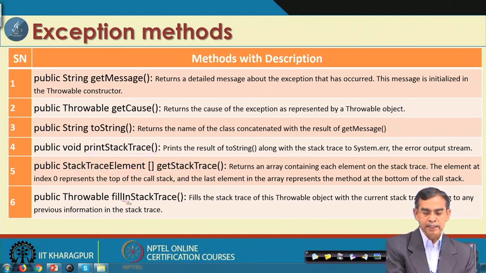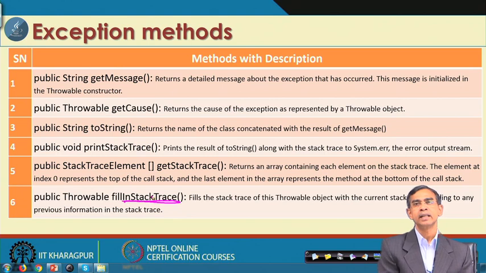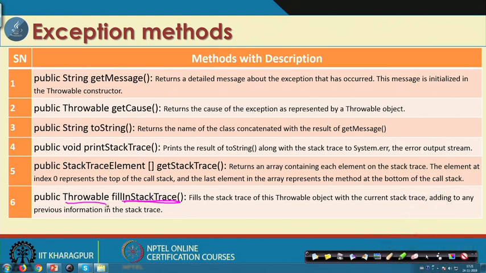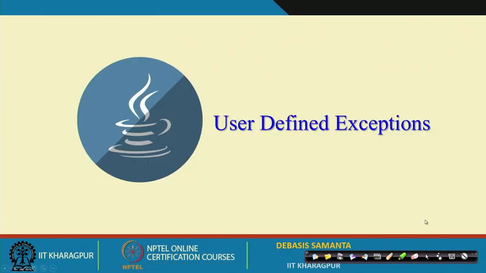And then fillInStackTrace also, this method returns an exception object of this Throwable class, and whenever an exception occurs, it basically checks whether the stack is able to handle this kind of exception or not. So, this is a basic precautionary statement. So, these are the different methods which are there in the exception class.